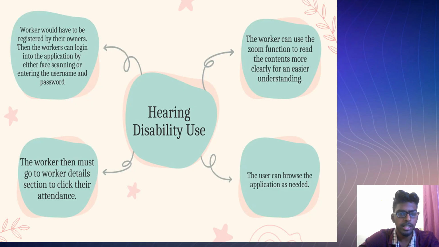For workers that have hearing disabilities, the worker will have to be registered by their owners. Then the worker can log in to the application by either face scanning or entering the username and password. The worker then must go to the worker details section to click their incidents. The worker can use the zoom function to read the contents more clearly for an easier understanding since they can't use the narrator function. The user can browse the application as needed.